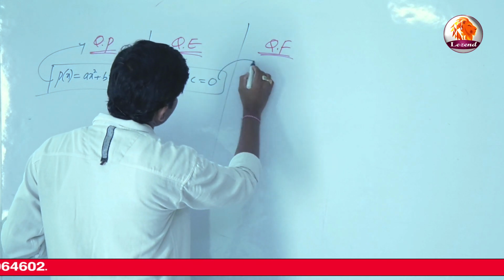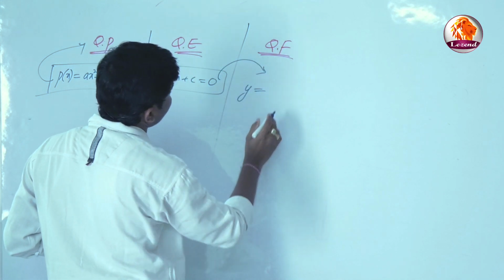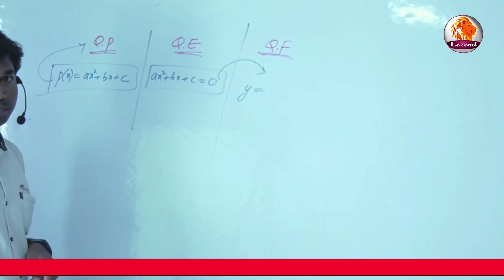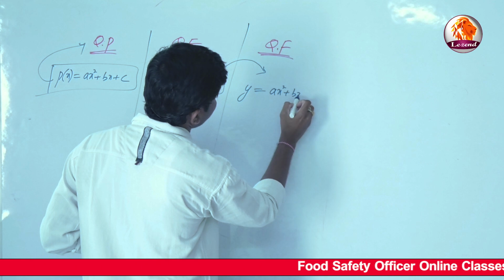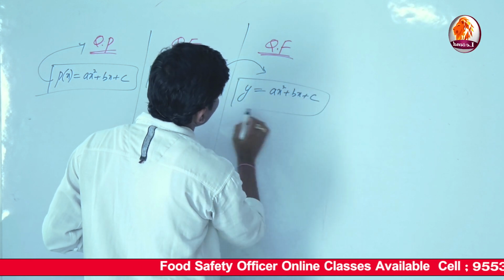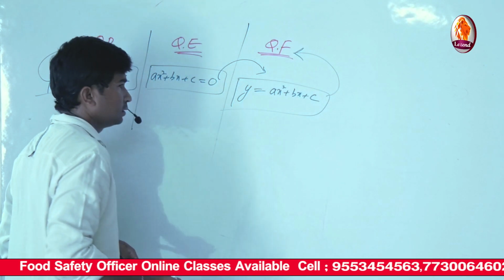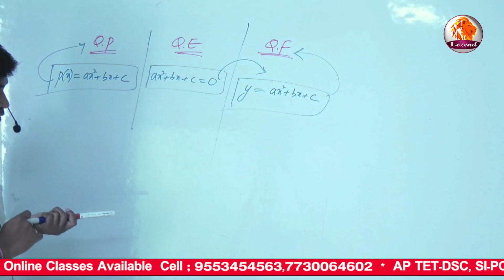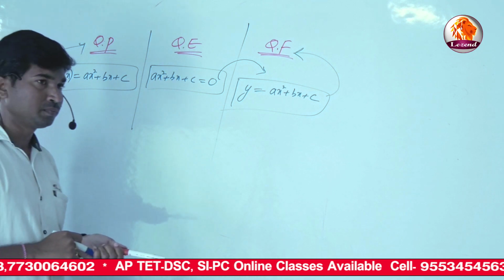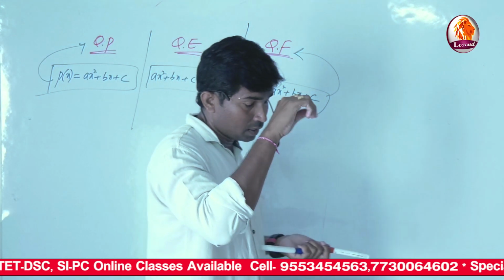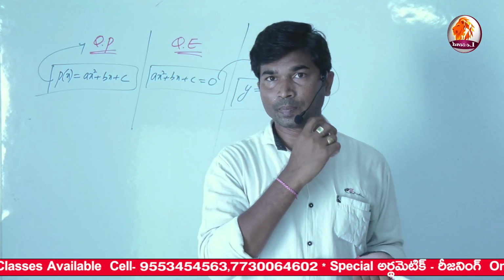The same expression we can write with the subject as y, taking one more variable y. Y is equal to ax square plus bx plus c is known as a quadratic function. This is the difference between the QP, QE and QF: quadratic polynomial, quadratic equation, quadratic function.